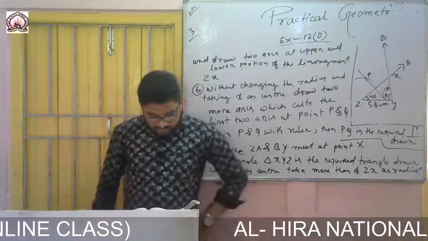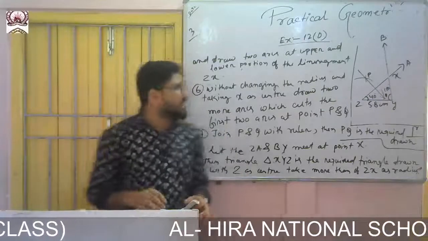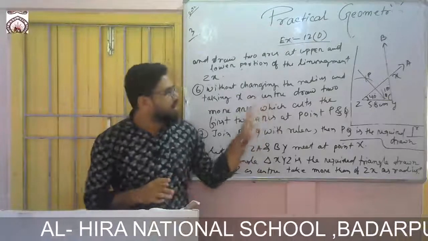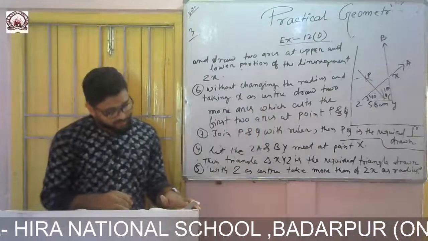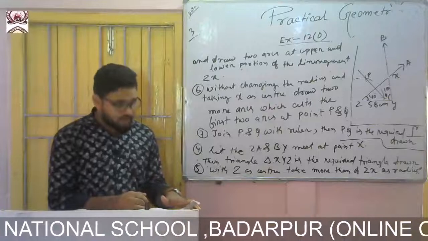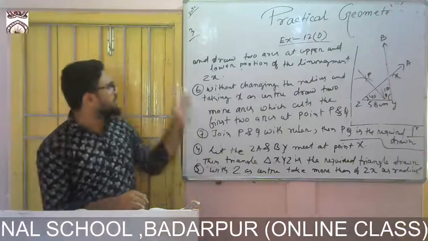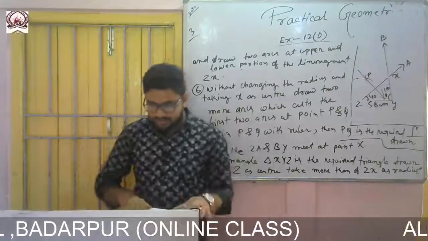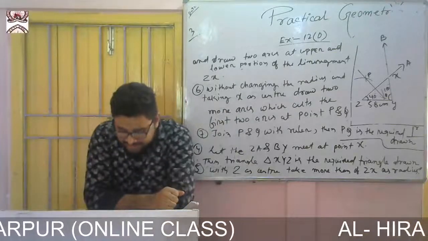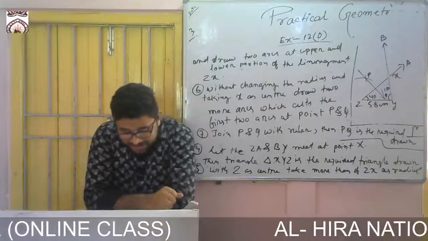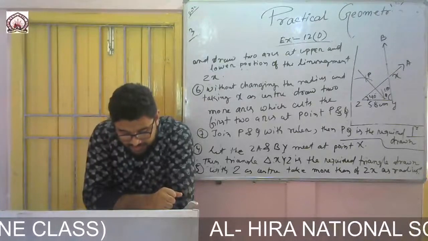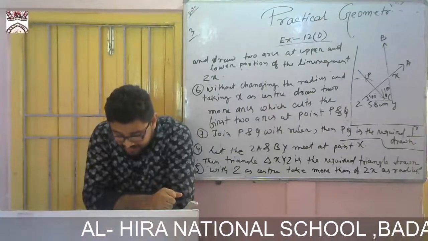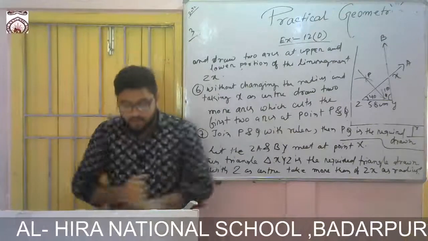Now come to exercise 12E. Questions 1, 2, 3 I have done. Question 4 is exactly like question number 1 and 2, and question number 5 is exactly like question number 3. So you can do it like this. In exercise 12E, what is given? In triangle ABC, right angled at B, AC equals 10 centimeter, AB equals 8 centimeter.